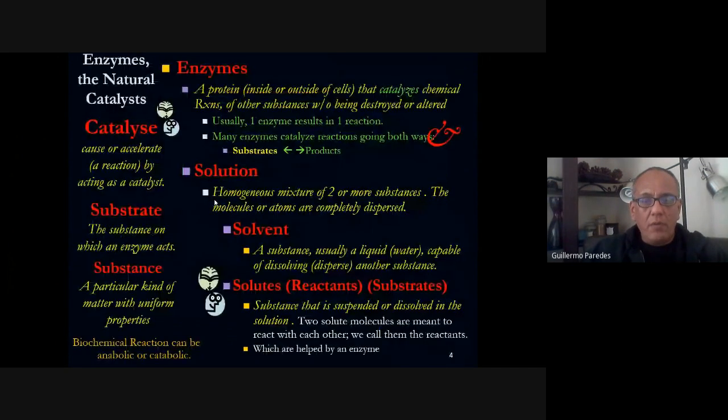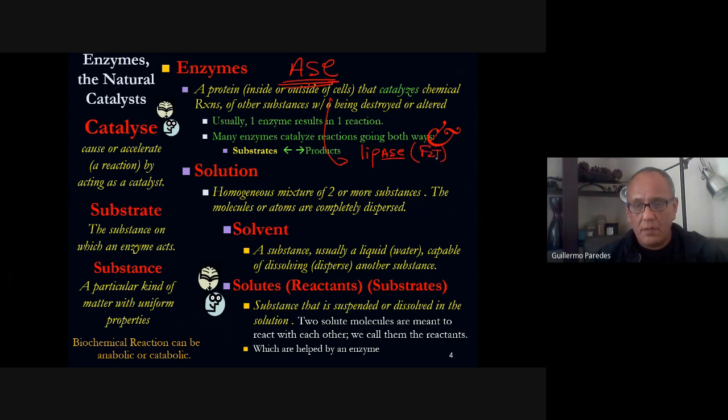All right, so here we have enzymes. Everything that ends in ase is going to be an enzyme. For example, I have here lipase. Lipase is going to break down the fat. We have the protease. They're going to break down the protein. We have the amylase.